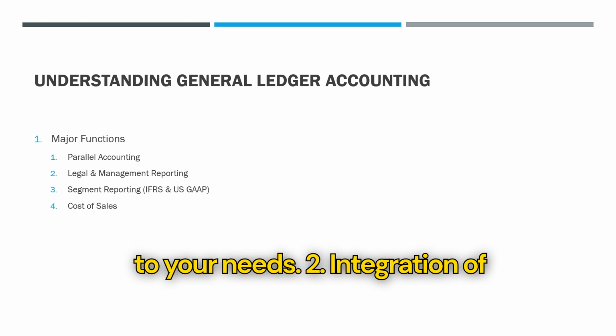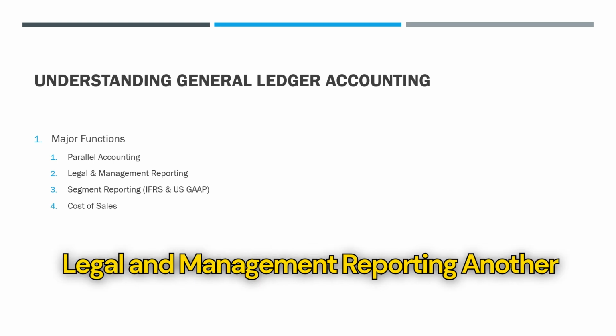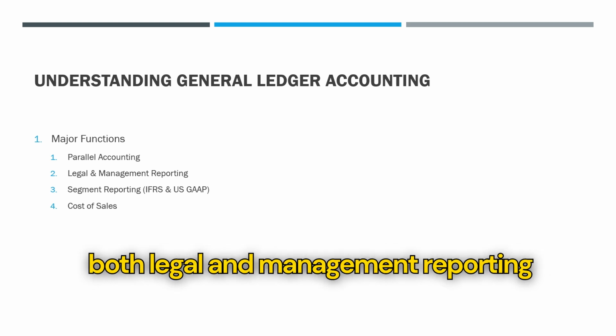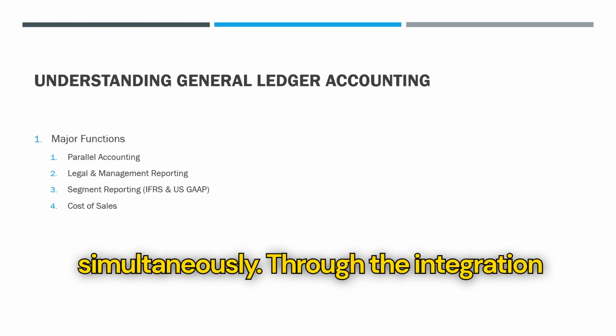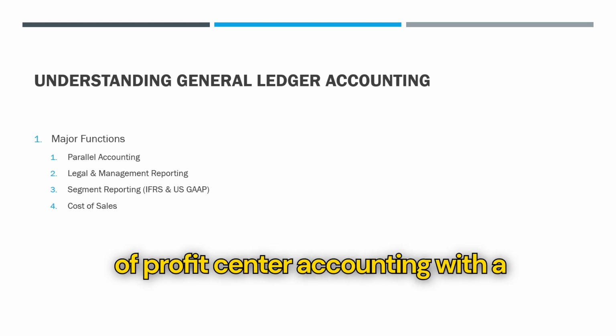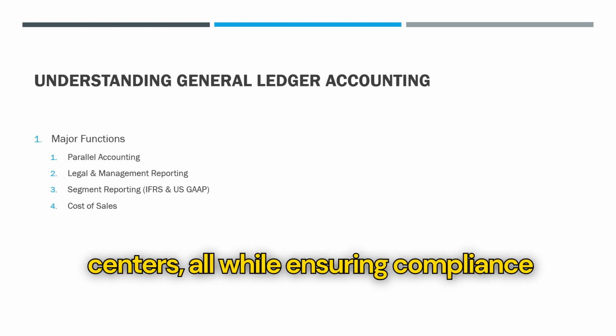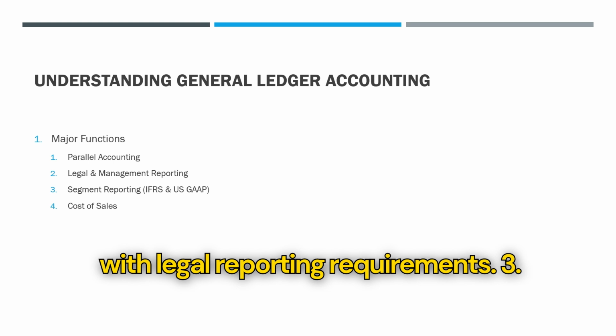2. Integration of legal and management reporting. Another powerful feature is the ability to handle both legal and management reporting simultaneously. Through the integration of profit center accounting with the general ledger, you can generate reports for different dimensions like profit centers, all while ensuring compliance with legal reporting requirements.